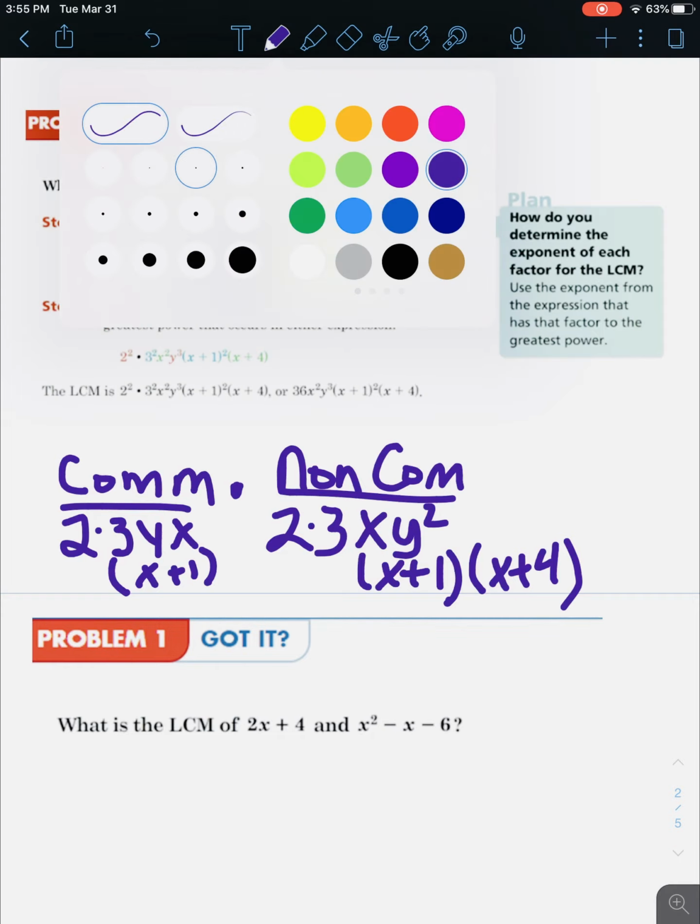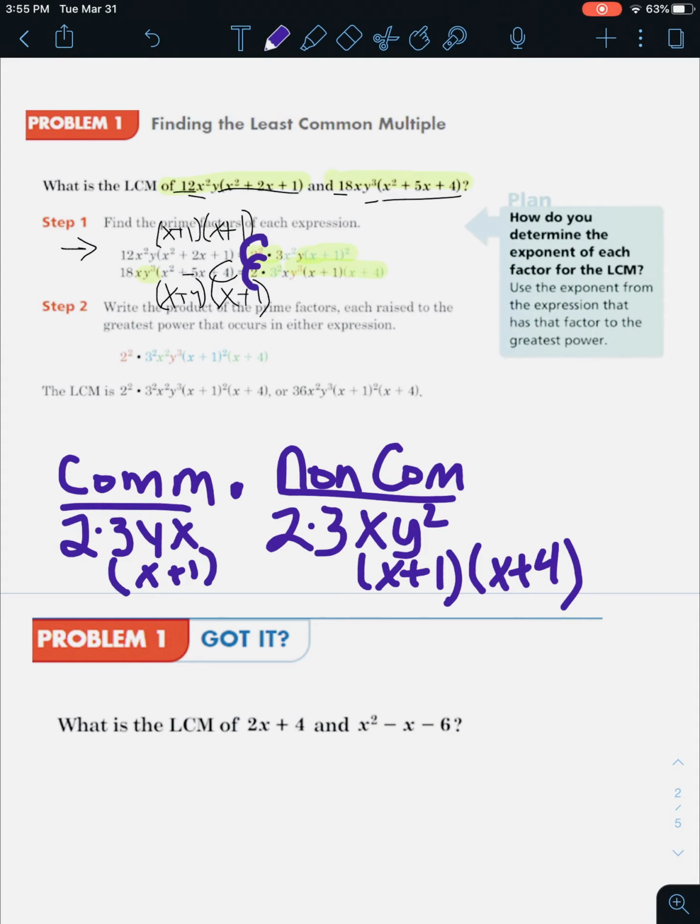I'm going to get a smaller pencil here. And if we reduce that, this would be 2 times 2, or 2 squared. 3 times 3, or 3 squared. x times x, which would be x squared. And y times y squared, or y cubed. There's my terms, and if you'll notice, those are the monomials that I just circled. And then with this x plus 1 times x plus 1, we're going to get x plus 1 squared, which is that term, the binomial squared. And then the final is the x plus 4.